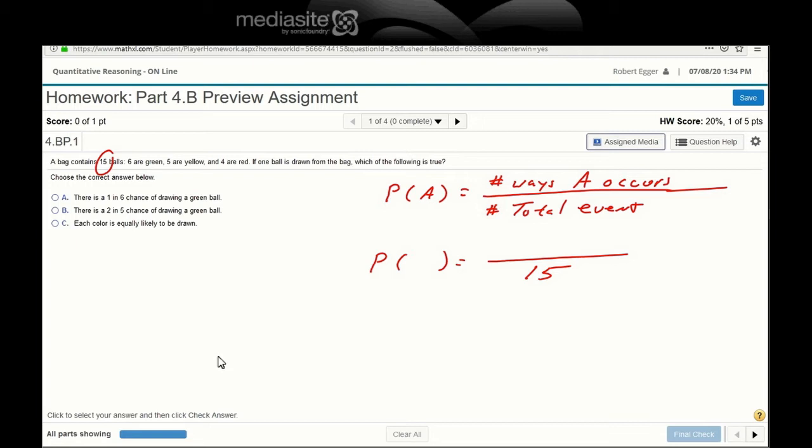Looks like we're looking at green. So let's look at probability. Let's just calculate it. Probability of green is 6 over 15. Probability of yellow is 5 over 15. And probability of red is 4 over 15.